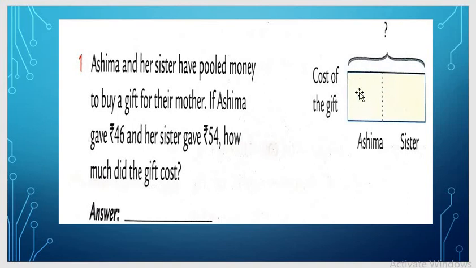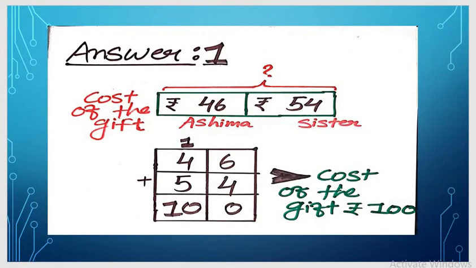Okay, so Asima gave how many rupees? 46, and her sister gave 44. So we find the total cost. Now let's check the answer, all students. So now the answer is what? The answer is here, the cost of the gift.